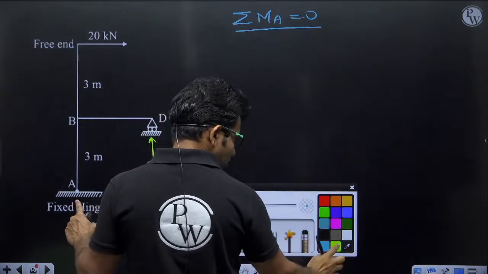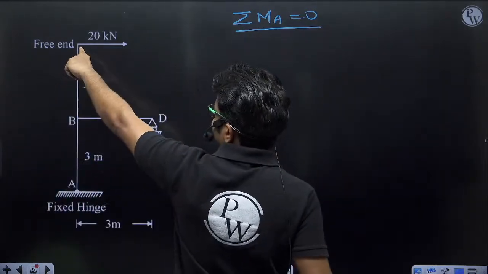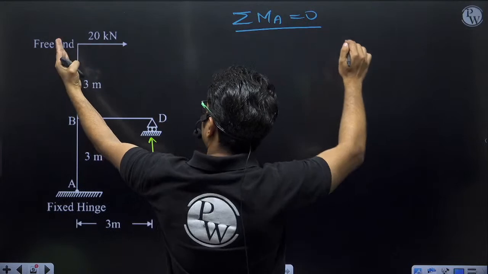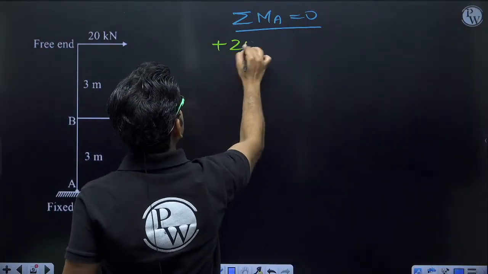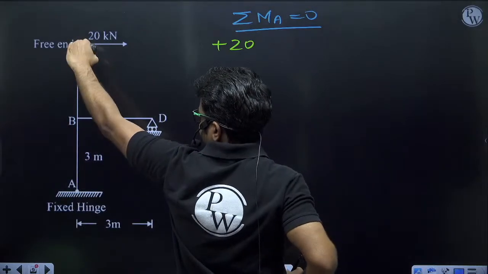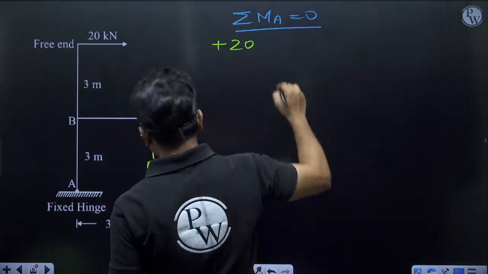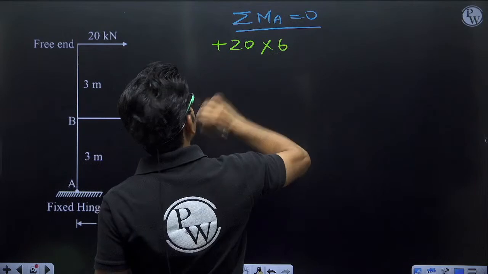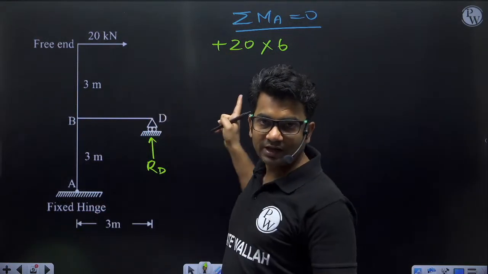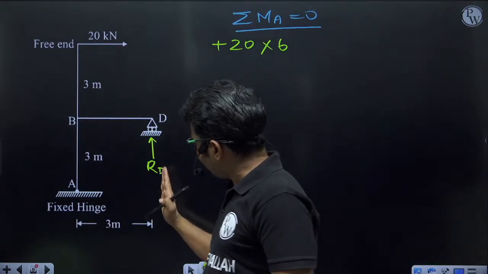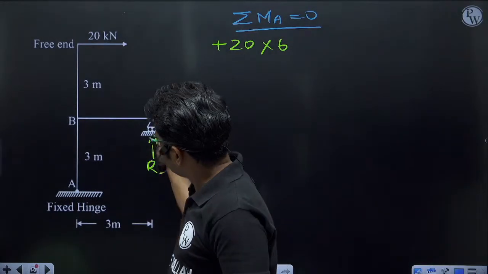Now the summation of moment at A because of 20 kilonewton will be how much? It will be in clockwise direction, so I am taking it positive. So plus 20 into what is the perpendicular distance? 3 into 3, that means 6. Now because of this RD, it will be in anti-clockwise direction.